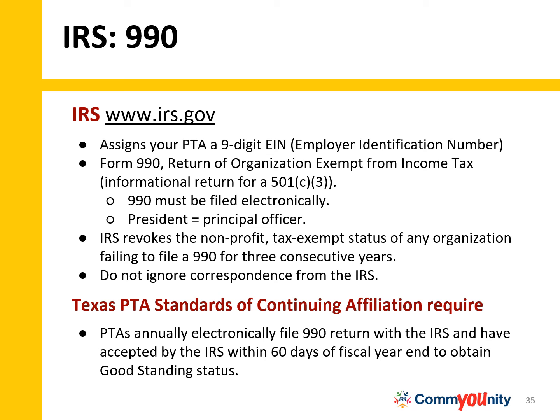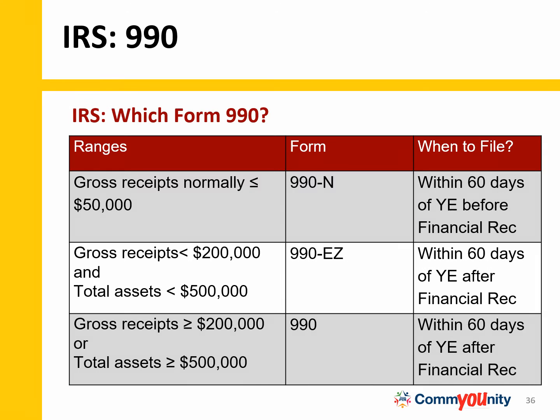Contact your counsel or field service representative if you need help. Texas PTA Standards of Continuing Affiliation require PTAs to annually electronically file and have accepted their 990 return with the IRS within 60 days of the fiscal year end. All PTAs are required to electronically file one of the following IRS 990 returns. 990N, very simple to complete. Gross receipts normally are $50,000 or less. 990EZ, gross receipts are less than $200,000 and total assets are less than $500,000. 990, gross receipts are greater than $200,000 or total assets are more than $500,000.